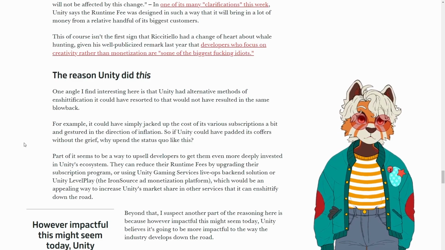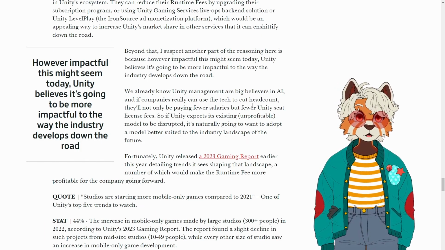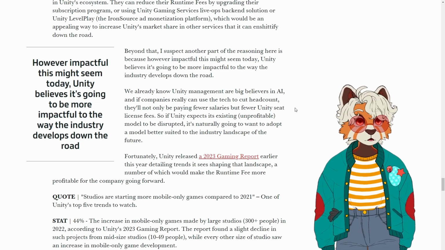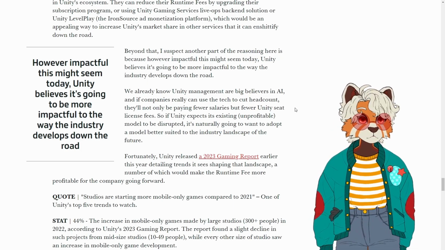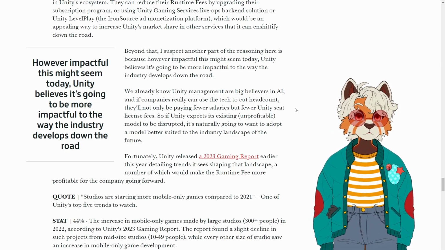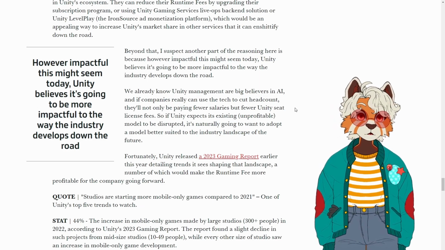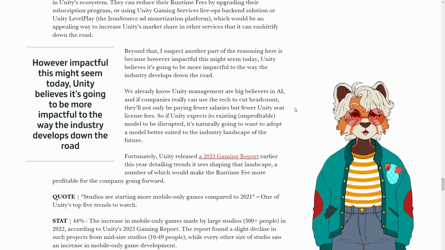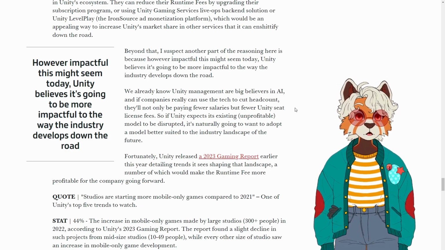That's the play here. We already know Unity management are big believers in AI, and if companies really can use tech to cut headcount, which Unity themselves have been doing, like I said, they've been firing people left and right, they'll not only be paying fewer salaries, but fewer Unity seat license fees. So if Unity expects its existing unprofitable model to be disrupted, it's naturally going to want to adopt a better model suited to the industry landscape of the future.